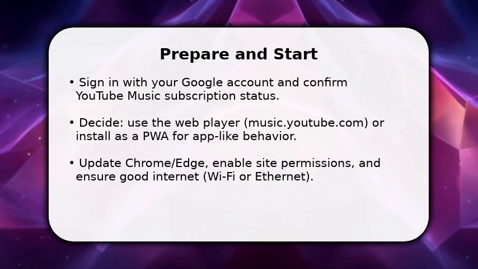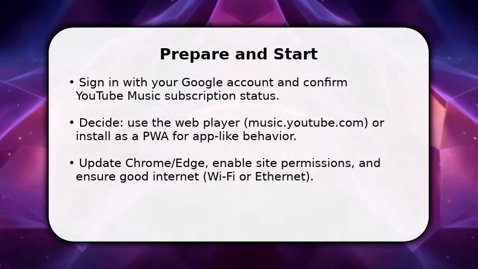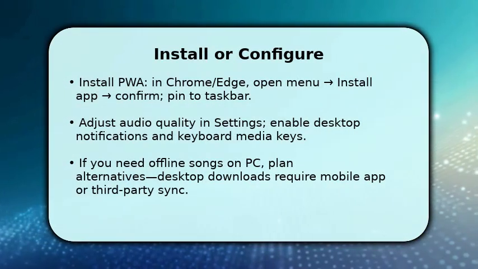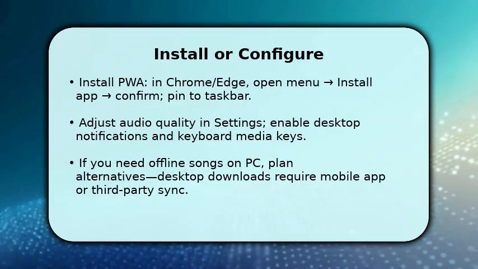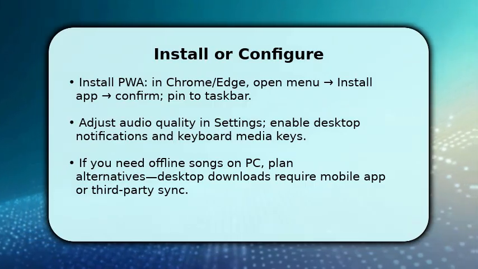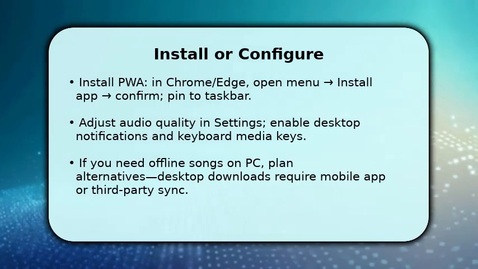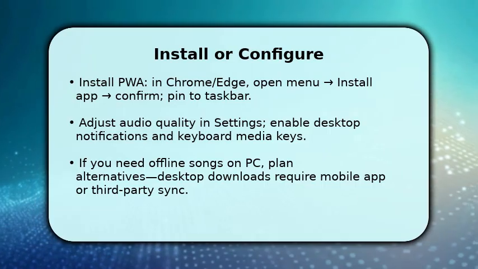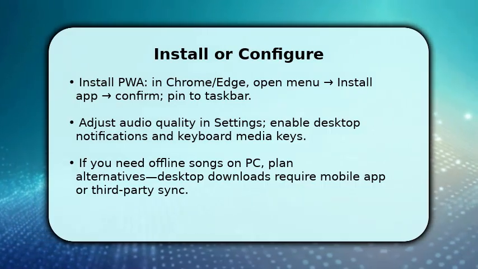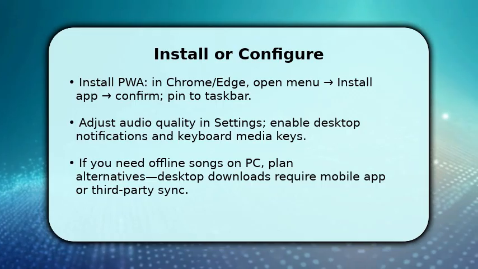Now install and configure the player. In Chrome or Edge, open Music.YouTube.com, use the browser menu to install the app and pin it to your taskbar for fast access. That gives a desktop-style window and media keys support. Next, open Settings, set streaming quality, and enable desktop notifications so play/pause appears on your screen.